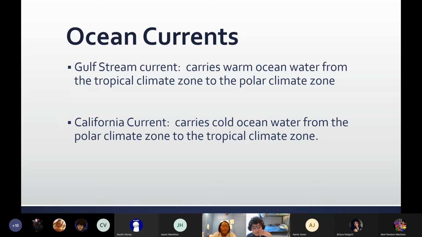It's important for us to know that the Gulf Stream Current carries warm ocean water from the tropical region to the polar region. Remember, heat rises. So that warm ocean water in the Gulf Stream current is rising up. The California current is cold and it sinks down. It carries cold ocean water from the polar region down. So we see this circulation of Earth's ocean currents. Please take some time to finish writing this down.